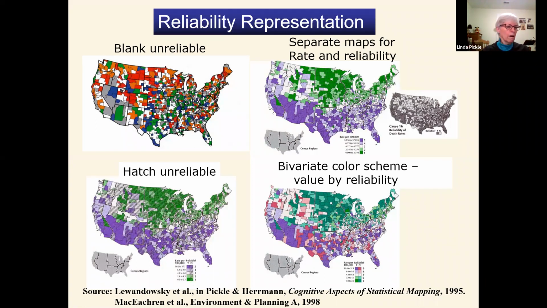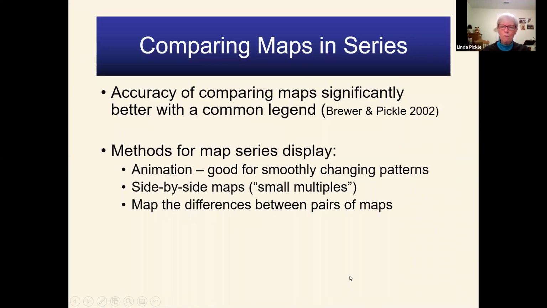So we found that blanking out unreliable rates like this on this map hampers cluster identification. So we don't recommend that. You can't tell if the pattern continues across the blanked out areas. We found that map pairs and hatching worked significantly better than the bivariate color scheme. And our resident psychologists thought that was because the user has to remember twice as many colors from the legend as on any of the others. And so there's just more to remember.